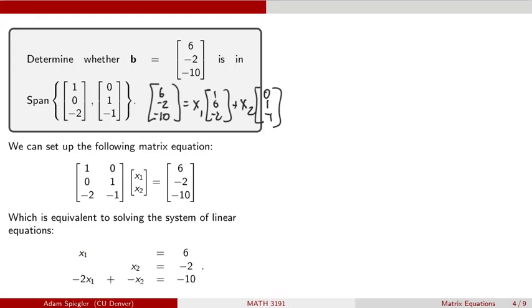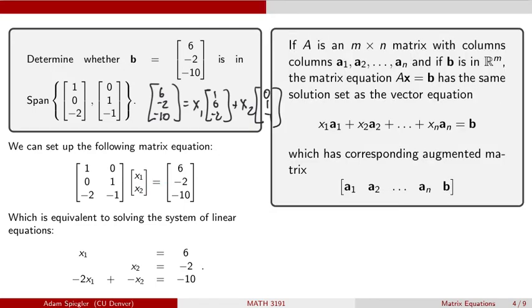So this question, is b in the span of two vectors, by definition gives us this equation, and we can represent this vector equation either as a system of linear equations, or as a matrix equation. And so to generalize this problem, asking whether vector b is in the span of these two vectors is equivalent to asking, does this matrix equation Ax equals b have a solution?